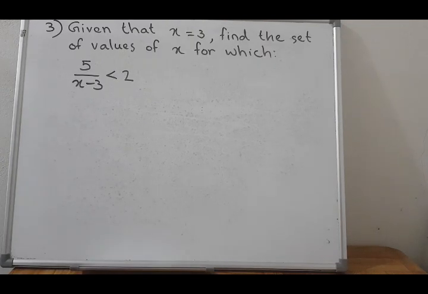Let's see the next question. Given that x is not equal to 3, find the set of values of x for which 5 divided by x minus 3 is less than 2. See, 5 divided by x minus 3 is less than 2.